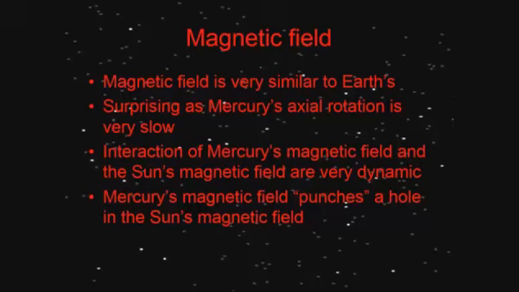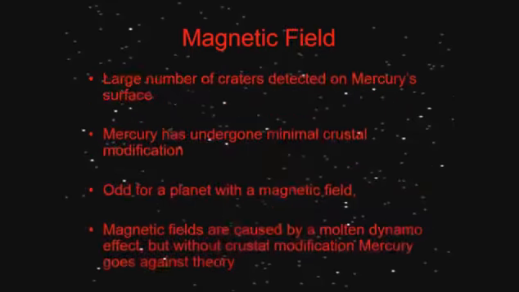So the interaction of Mercury's magnetic field and the Sun makes for some really interesting physics. You're talking about a star which has a significant magnetic field with a planet very, very close to it with quite a strong magnetic field itself. And as Mercury goes around the Sun, the planet punches a hole in the Sun's magnetic field. So Mercury's magnetic field is strong, and it's passing through a big, strong magnetic field. And that creates some really interesting physics.